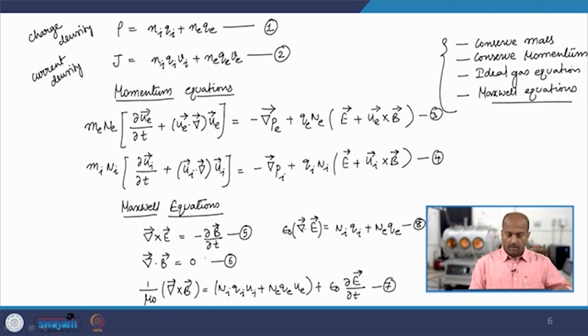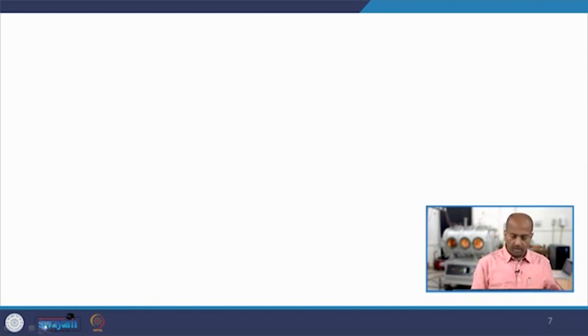Okay. Then what else? You have to write the equation pertaining to the conservation of mass, which is the continuity equation. So, we have to write the continuity equation for the electron fluid as well as for the ion fluid.